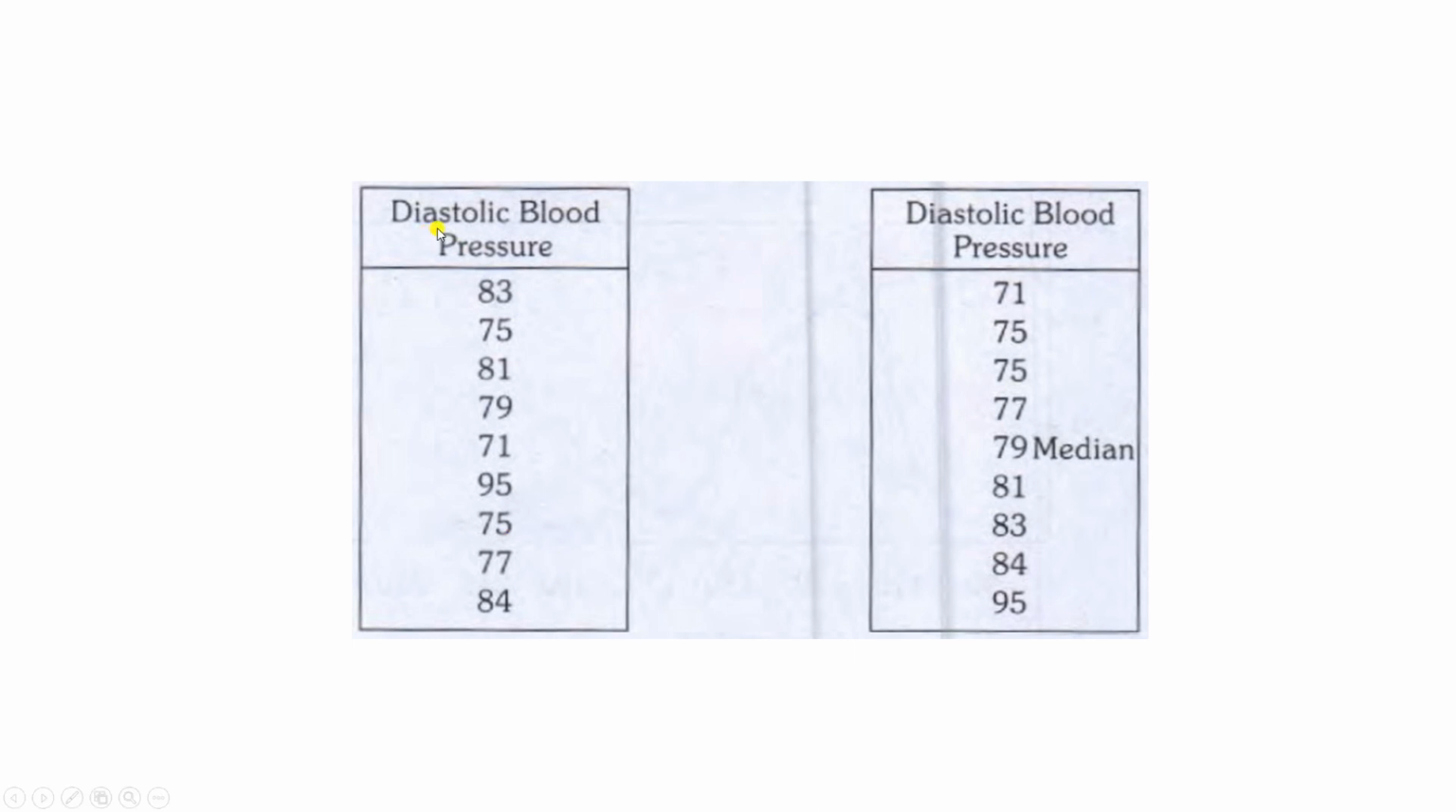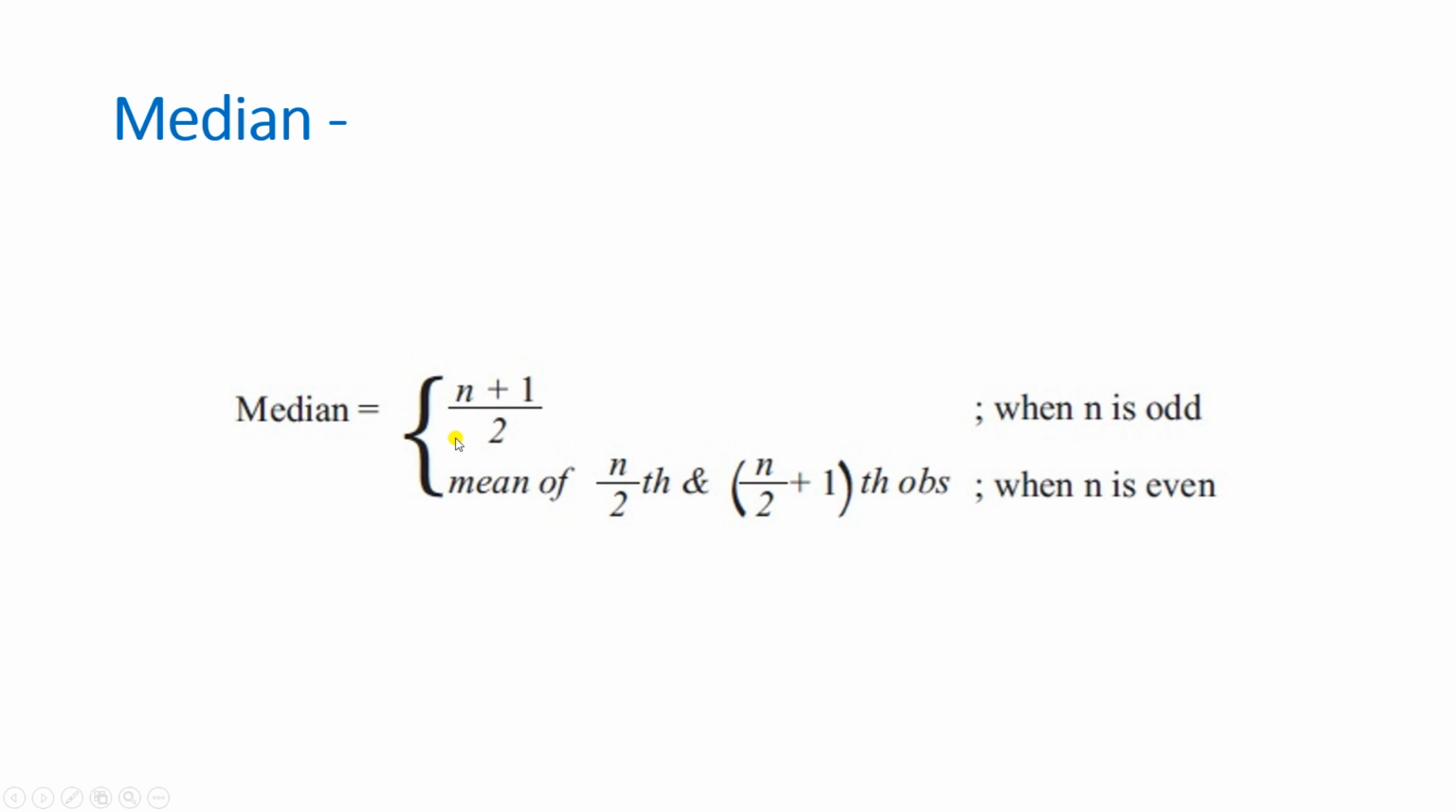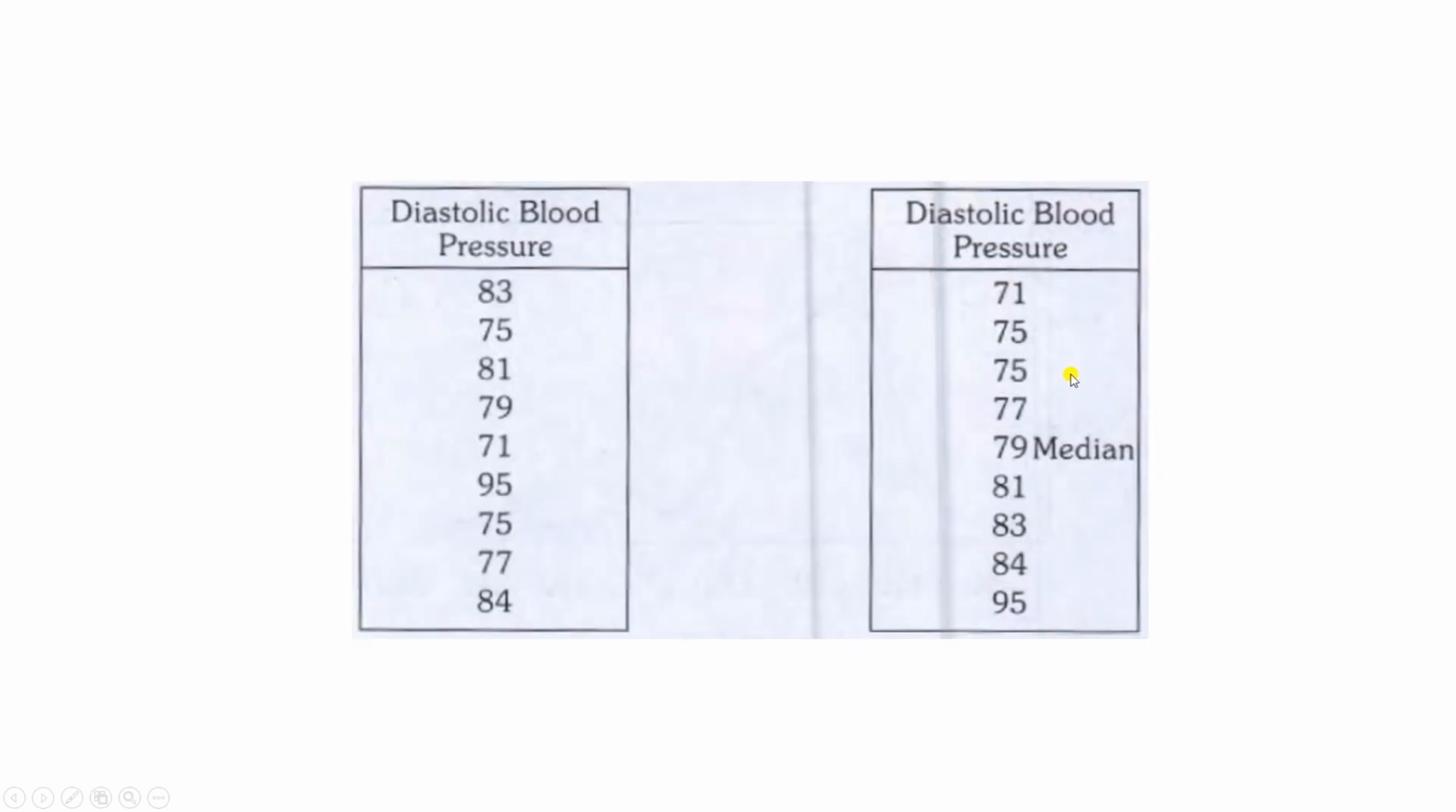So this is the diastolic blood pressure of 9 persons. You can see they are haphazard. We have 83, then 75, then 81. So the first thing you have to do is arrange them in ascending order. So we have arranged them in ascending order, and these are the values. So 9 means it is an odd number. So we have to find out n plus 1 divided by 2, that is 9 plus 1 divided by 2, which means 10 by 2, or the 5th value. So 1, 2, 3, 4, 5. This is your median value. This is the 5th value of this data series.